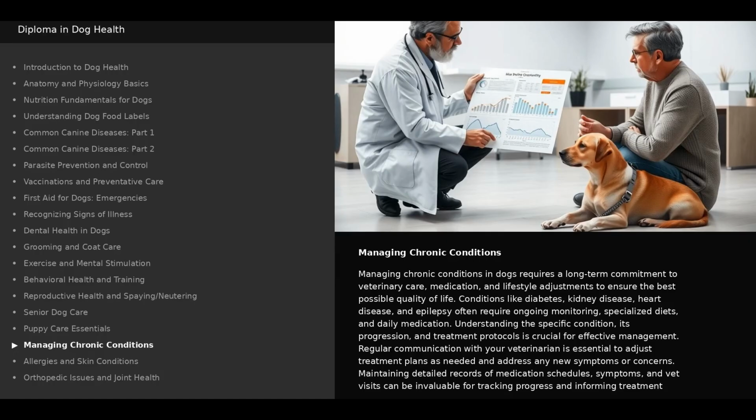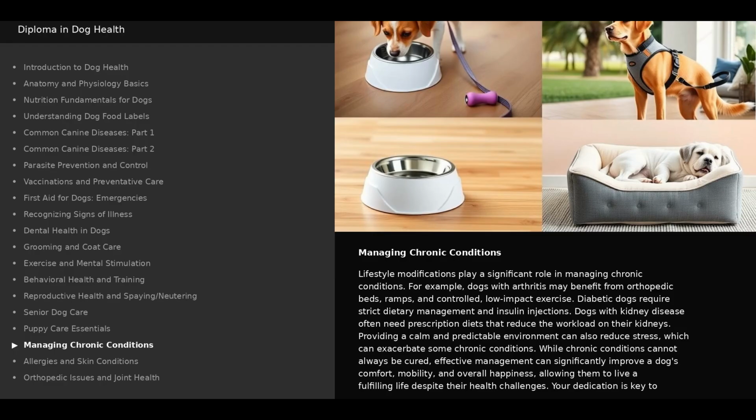Regular communication with your veterinarian is essential to adjust treatment plans as needed and address any new symptoms or concerns. Maintaining detailed records of medication schedules, symptoms, and vet visits can be invaluable for tracking progress and informing treatment decisions. This proactive approach helps to stabilize the condition and minimize discomfort. Lifestyle modifications play a significant role in managing chronic conditions.